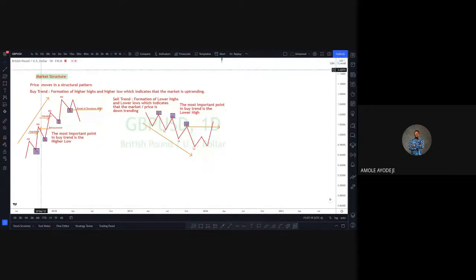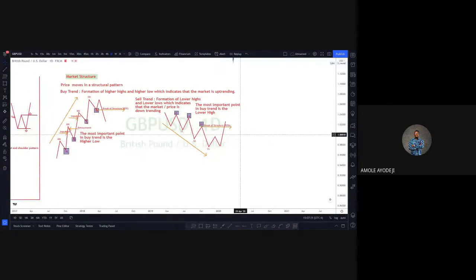So this is the buy trend. This is the sell trend. This that happened here is what you call the break of structure. BOS, the break of what? Of structure. So in this move now, where is the impulsive move?